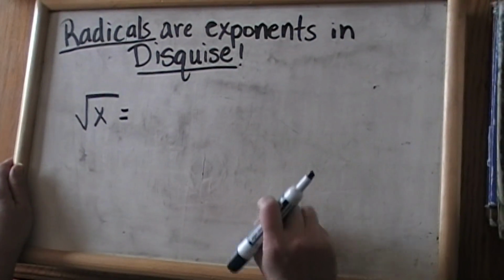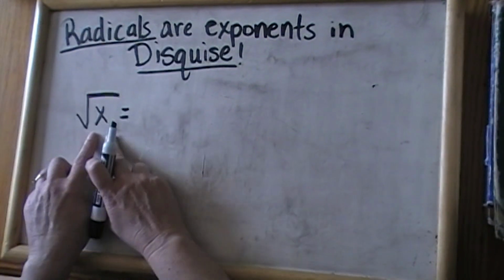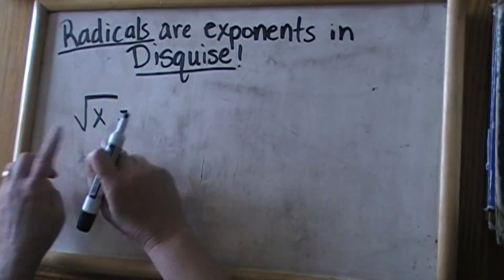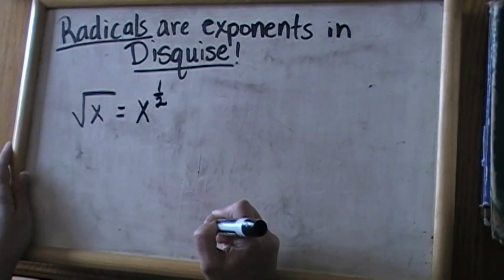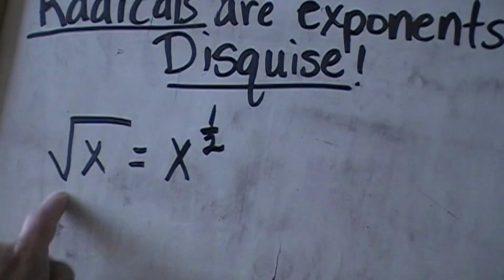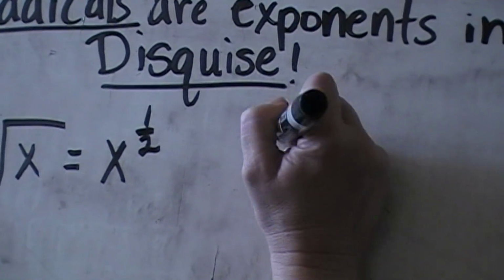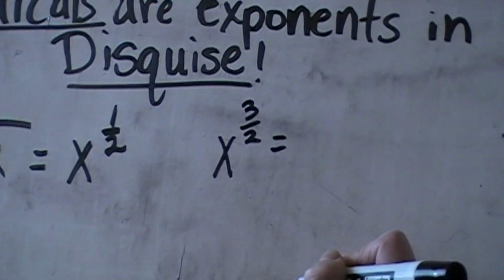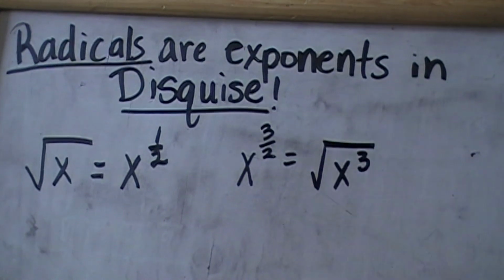Radicals are really exponents in disguise. Let me show you what I mean. This is the square root of x, and it's the same thing as x to the 1/2 power. The exponent is 1/2, and the radical is the square root of x. For instance, look at this one, x to the 3/2 power. It's also a radical. It's the square root of x raised to the 3rd power.